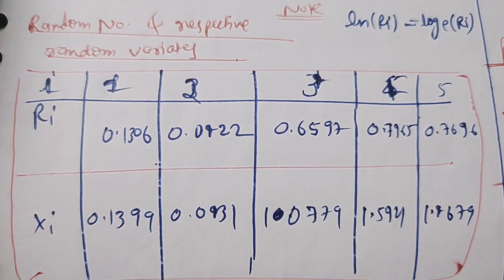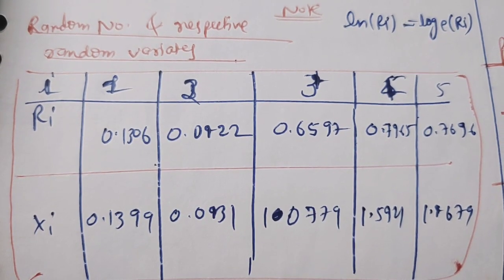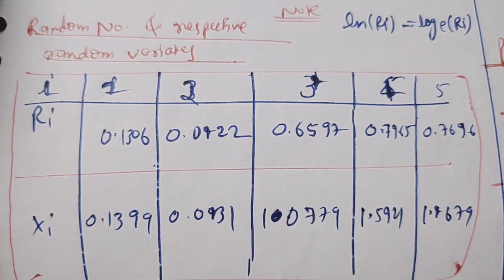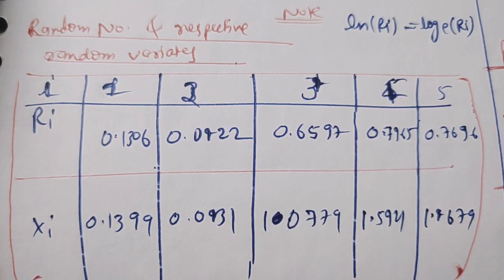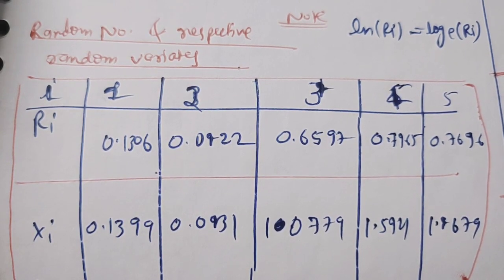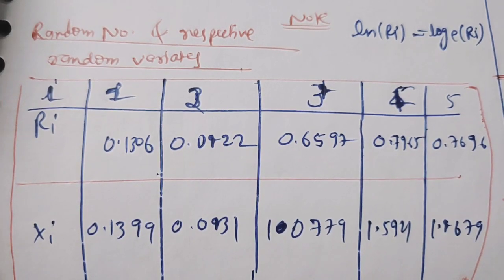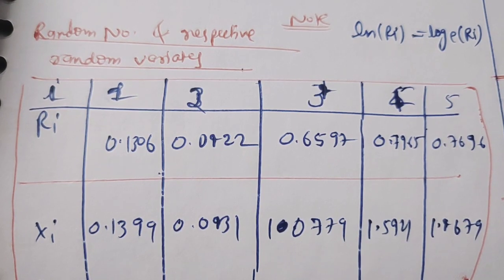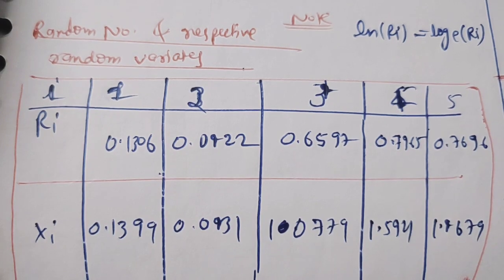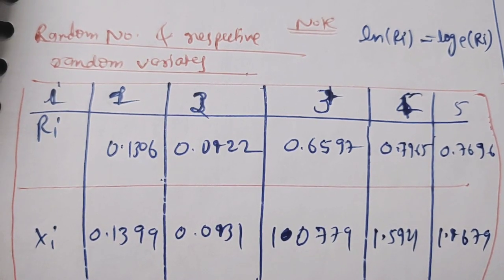For i equal to 1, we use the simple formula Xi equals minus ln of (1 minus Ri). We get the respective Xi value: for random number 0.1306 we get 0.1399, for the second random number 0.0422 we get 0.0431, and for the third one we get 1.0779, and so on. This is the simple implementation of exponential random variate generation when lambda is equal to 1 in the inverse transformation technique.